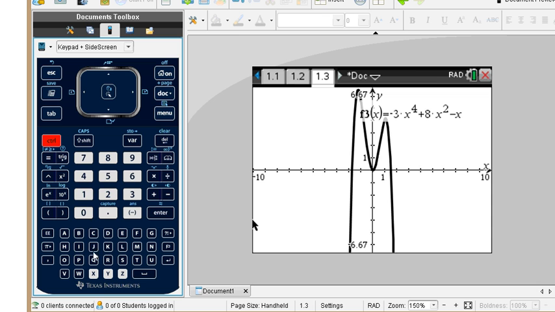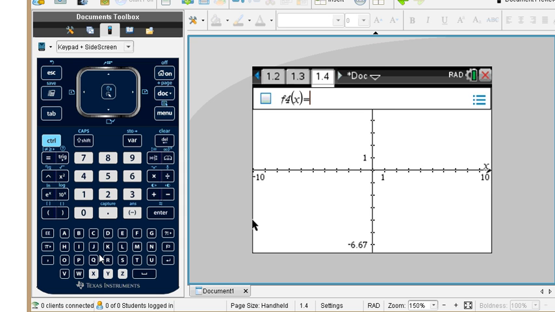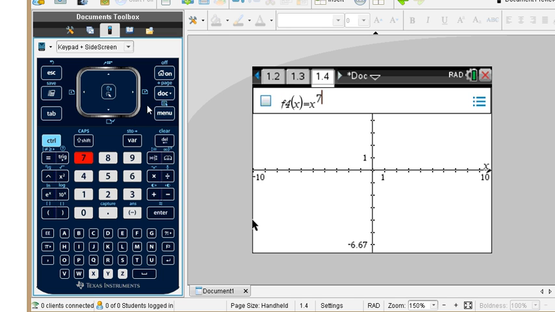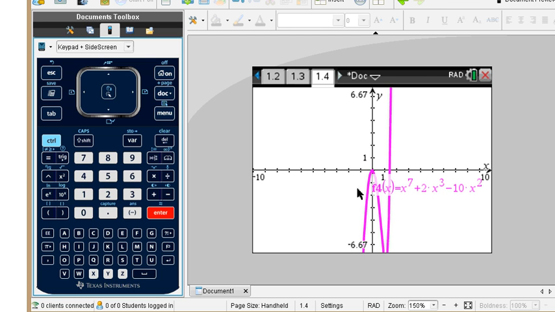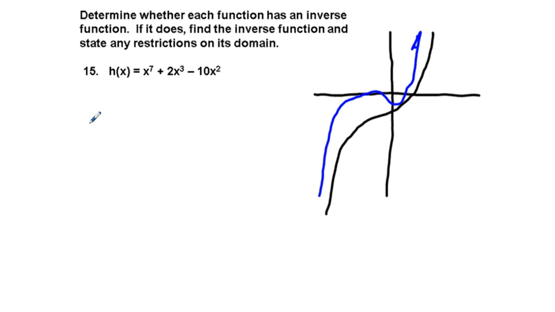So if we press Control I, or without greater understanding, intuition that I now have, we have x to the seventh power plus 2x cubed minus 10x squared. I think this minus 10x squared is what does the trick. And we can see that we, again, don't pass the horizontal line test. So we will answer this like we did number 13. No. Fails the horizontal line test.